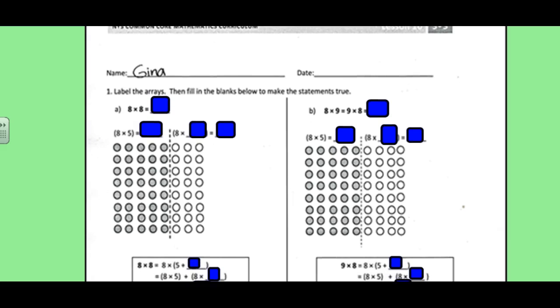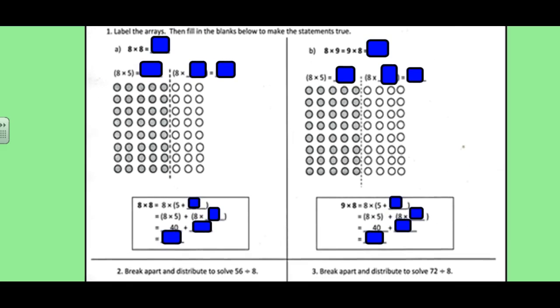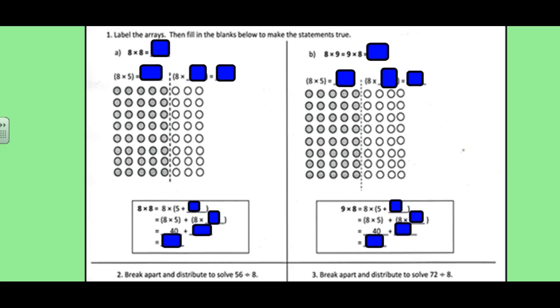Okay, it says label the arrays and then fill in the blanks below to make the statements true. So we're working with multiplication to begin with. This whole array, if I did not have this line here, gave me 8 times 8, and we're not going to write down what that equals yet because we're going to use the distributive property to help us find out what that equals. And we're working on breaking apart our 8 right here.